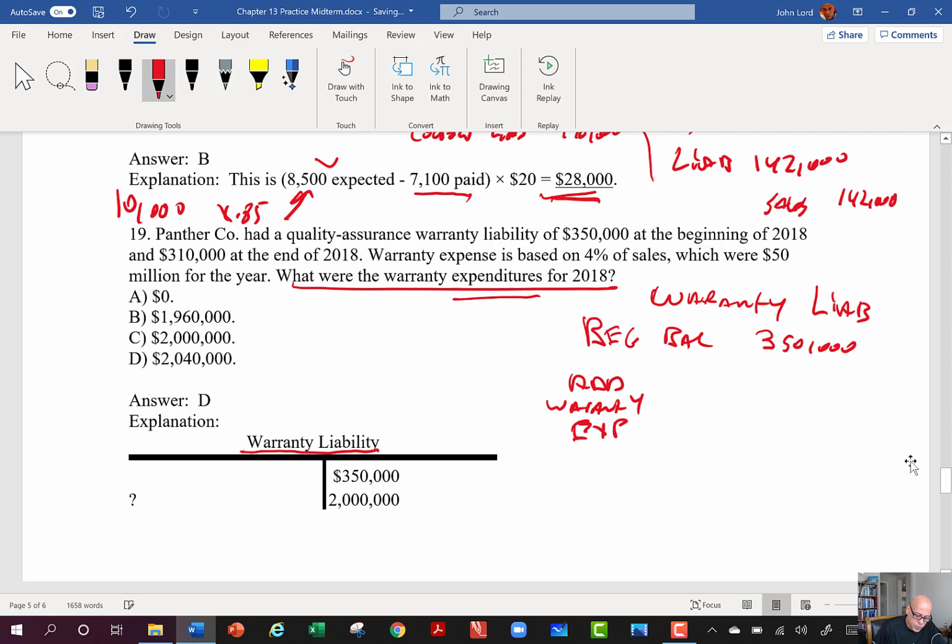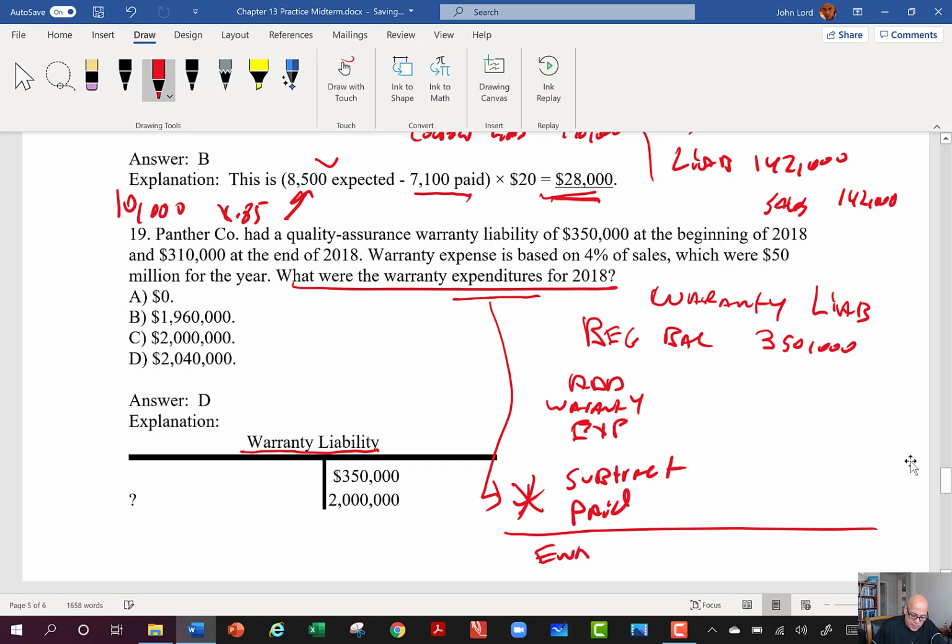Then you would subtract what you actually paid out on the warranties, and that's the question they're asking, because remember, expenditure means what you actually paid out on these, so we know we're going to have to figure that out. Then you'd end up with an ending balance. Now, in this particular question, they gave me the beginning, they gave me the end. So I like to set those up like that.